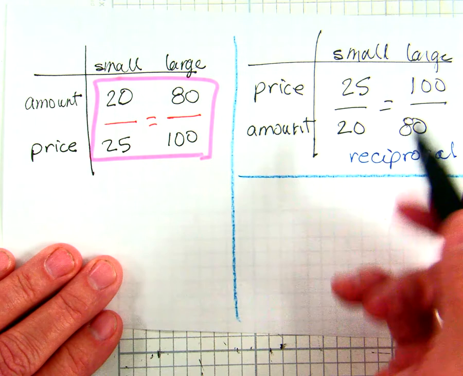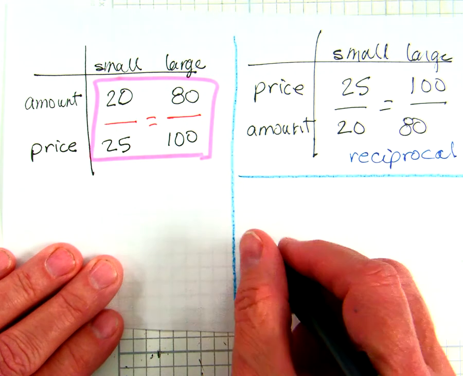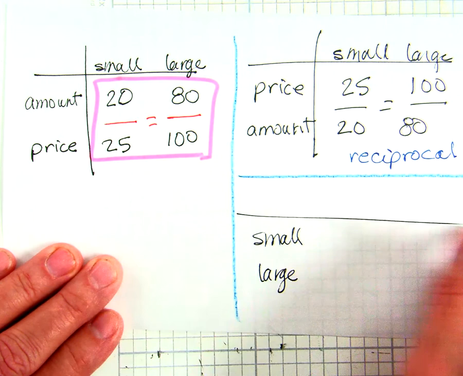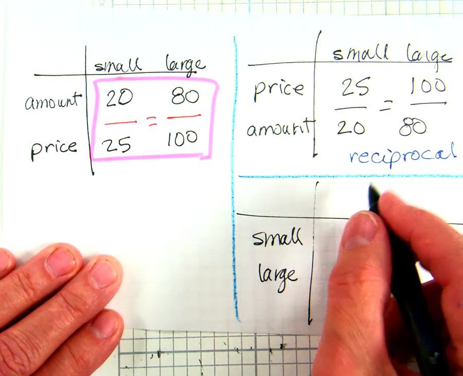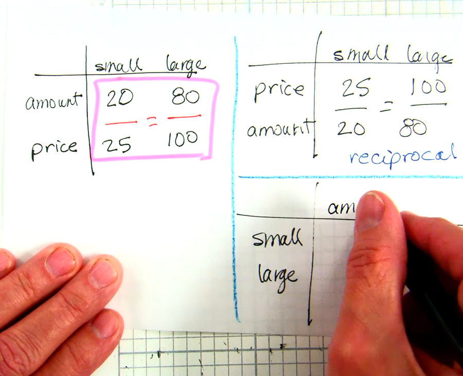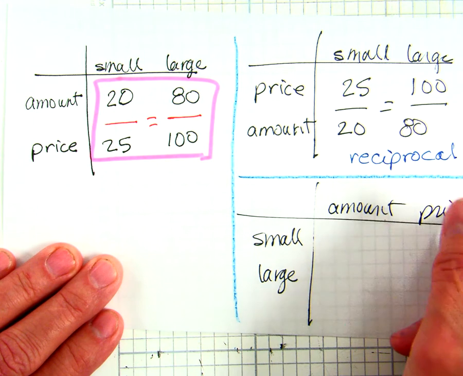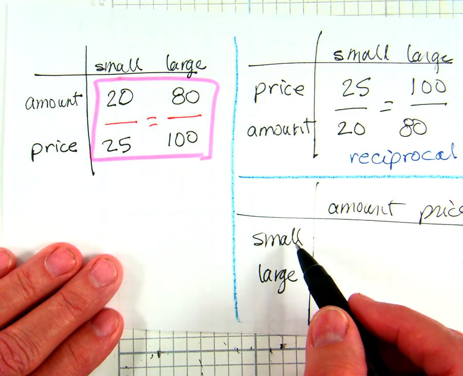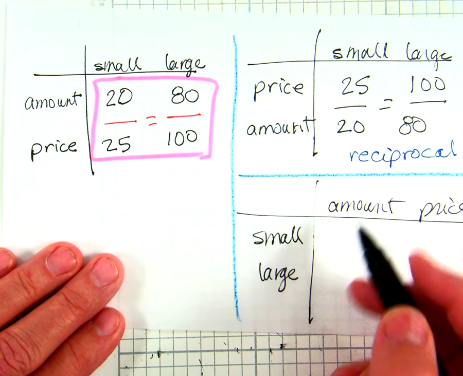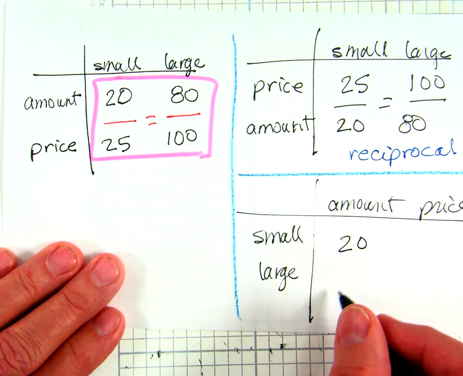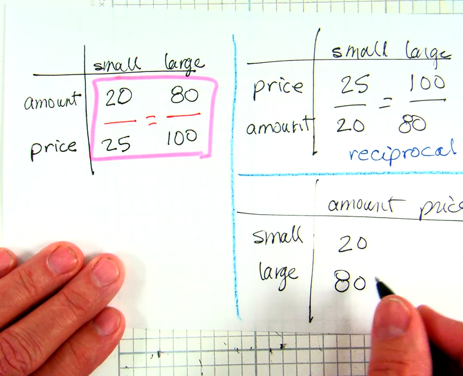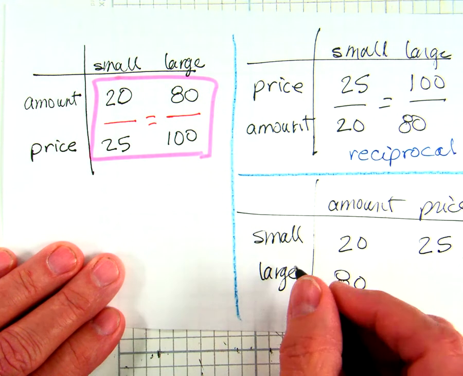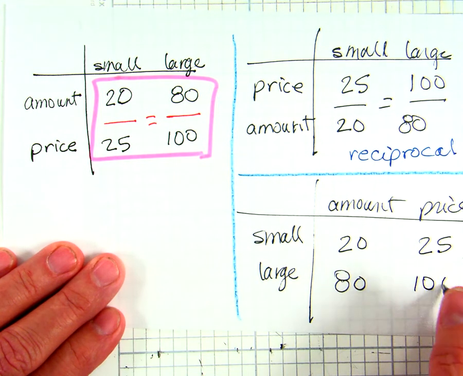Okay, so what if I thought of small and large first, and I put those on the left, and that leaves amount and price to go here? How would that work out? Okay, well, talk yourself through it. The amount in the small bag, 20. The amount in the large bag, 80 pounds. The price of the small bag, 25. The price of the large bag, 100.